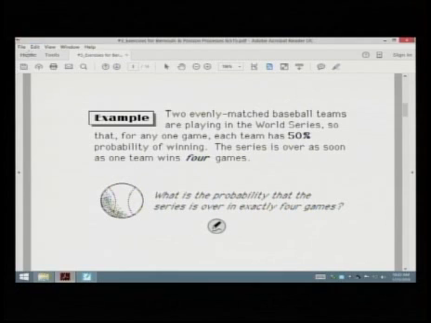So our first example is this. Two evenly matched baseball teams are playing in the World Series. For any one game, each team has a 50% probability of winning, and the series is over as soon as one team wins 4 games. We'd like to know the probability that the series will be over in exactly 4 games. So how do you handle this question?